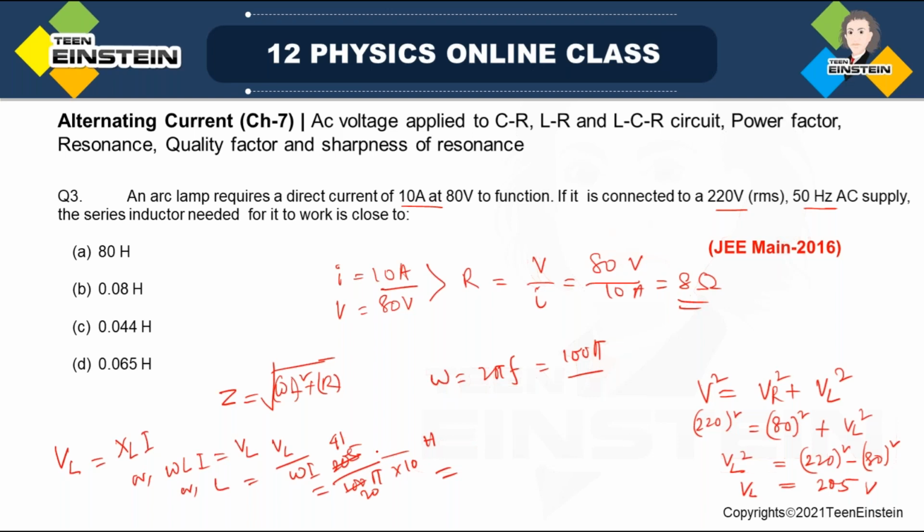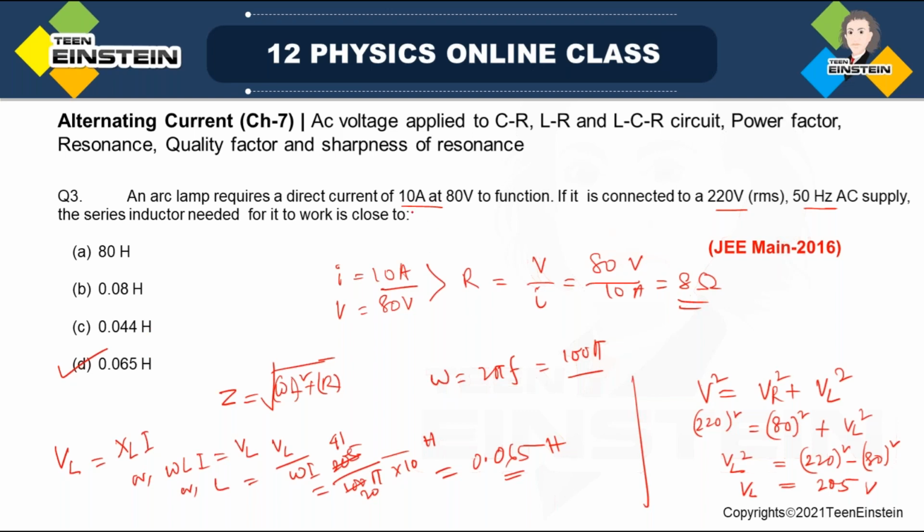Okay, so again pi is there. If you just do the calculation, you must be getting 0.065. Okay, this you should get if you just do this simplification. You must be getting this one, and hence option D will be the correct answer.